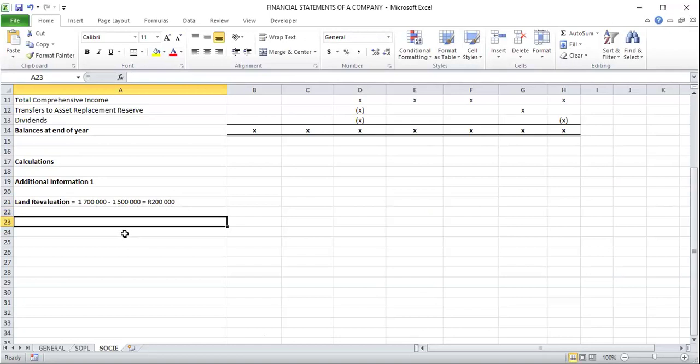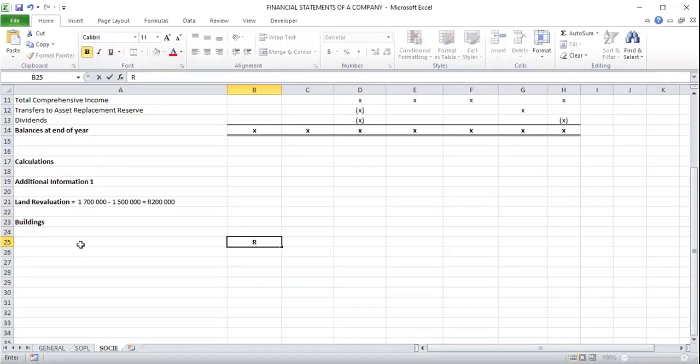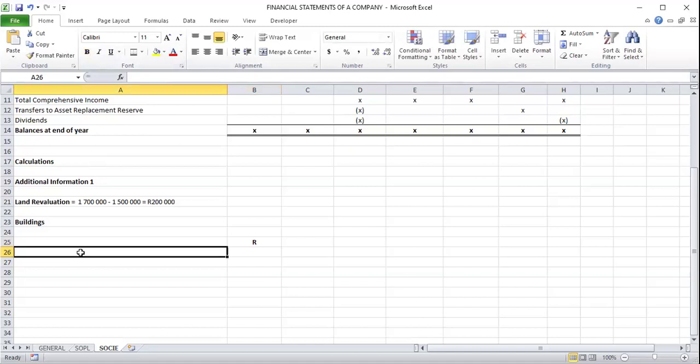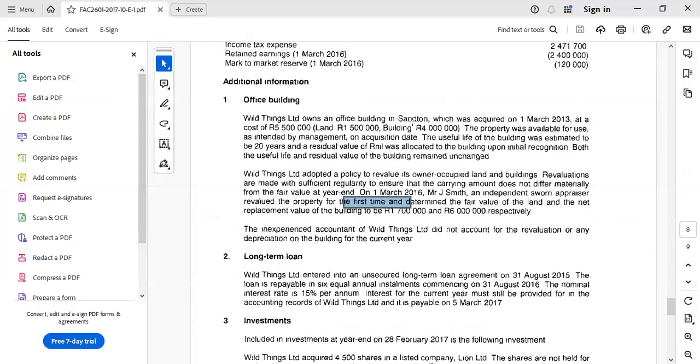Right. Then buildings. It's unfortunate that we've got this complicated calculation, which I don't expect you to be asked, as they don't normally ask the revaluation of buildings these days. But I will just illustrate it, because you never know. The cost of this building was 4 million.